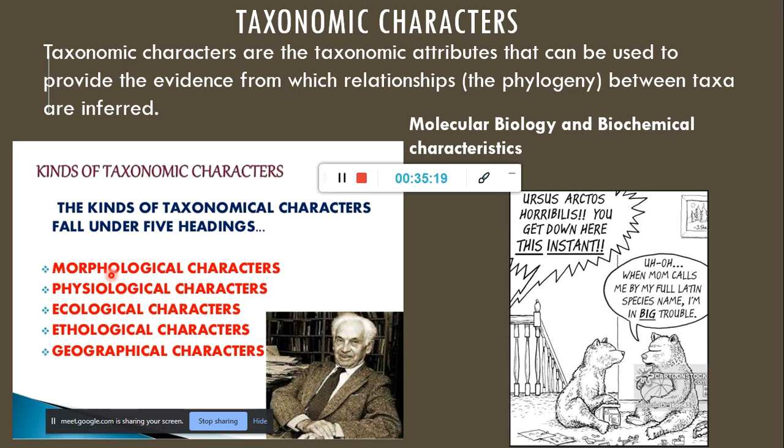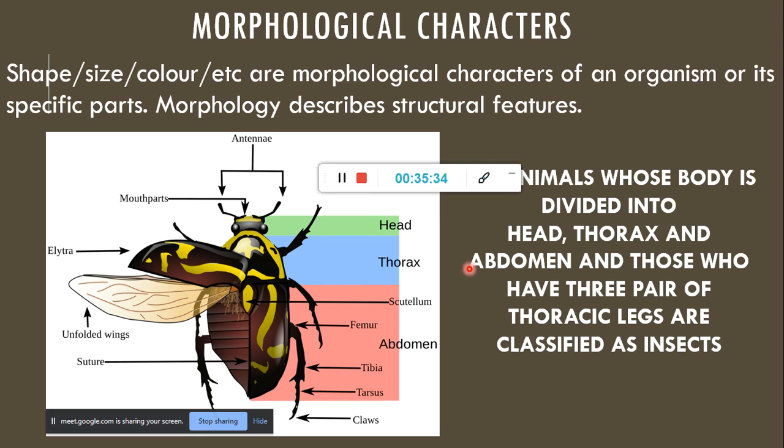Morphology means your body shape. I will talk about it. And then the fifth characteristic has come, known as molecular biology or biochemical characteristics. This is a cartoon. Okay, morphological characters. So what are morphological characters?